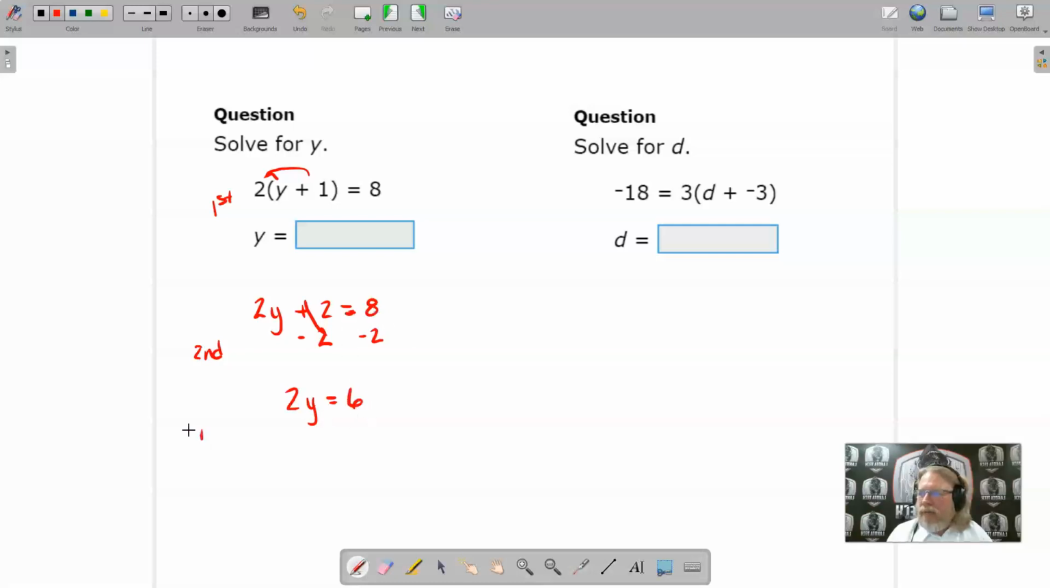Our third step is going to be to divide by 2, because the 2 is tied to the y through multiplication. The opposite operation is division. We want to divide by the very number we wish to get rid of, and what we do to one side, we're going to do to the other. So the 2's will cancel each other, leaving us with just y on the left, and 6 divided by 2 is 3.